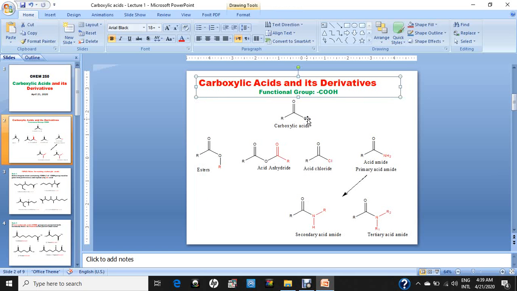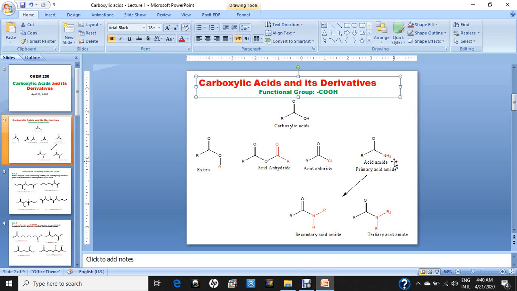When this hydrogen is replaced by the same group RC double bond O, in the case of an acid anhydride, it is always the same. This part RC double bond O should be equal to the other RC double bond O, with the O between them. This hydrogen is replaced by RC double bond O, and it becomes an acid anhydride. Now if this OH is replaced by Cl, it becomes an acid chloride. If this OH is replaced by NH2, it becomes an acid amide.